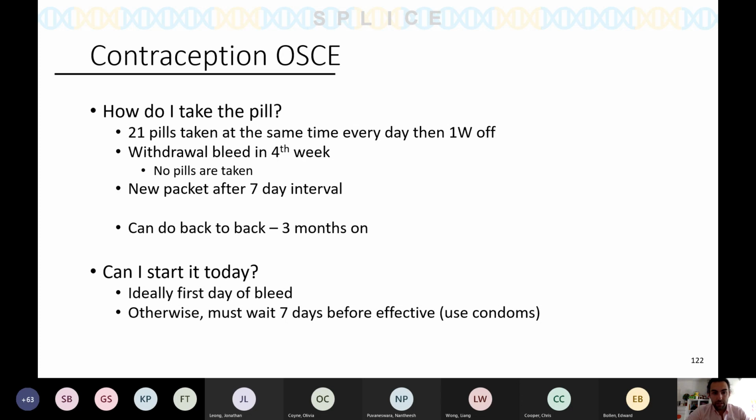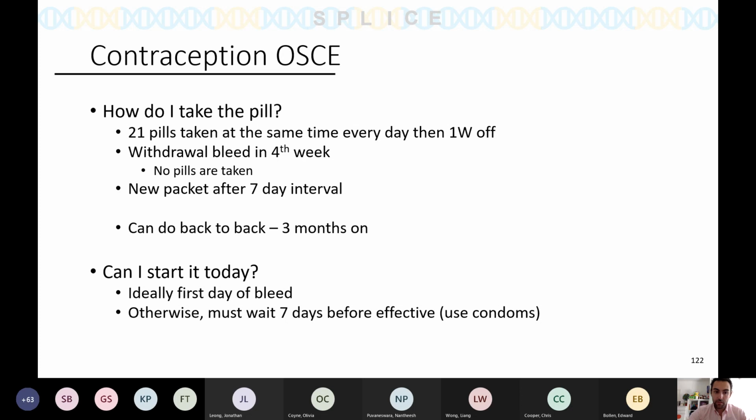Then maybe you might need to explain how they take it. So 21 pills taken at the same time every day, 1 week off, withdrawal bleed in the 4th week, where you take no pills, new packet after the 7-day interval. Can do back to back. So you can do 3 months of pill taking and then take a break if you wish. And then, can I start it today?